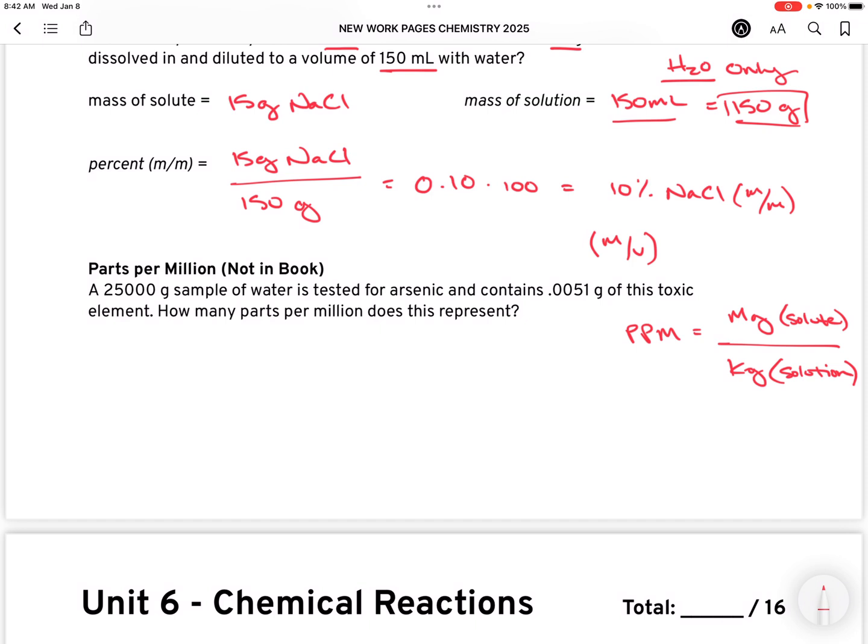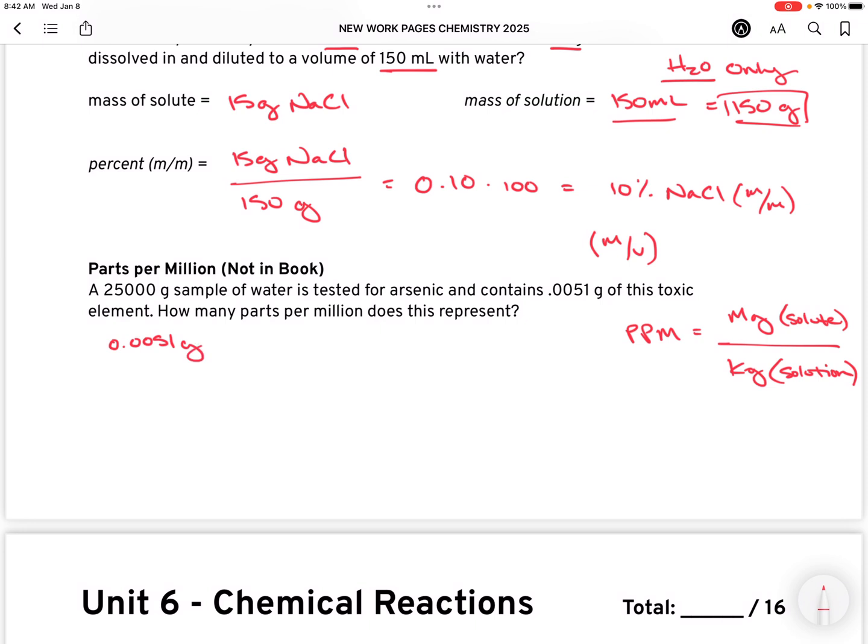This is typically used when we're analyzing water. If there's a toxic mineral or trace element in there, even a small amount is harmful to you. This measurement gives us a number that's workable when we're working with such large numbers. So in this example, I'm going to show you the way that you can do it the easy way.